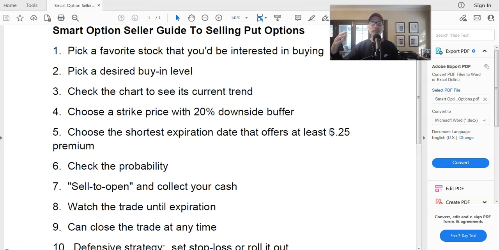So if your goal is to never buy the stock, make sure you choose a strike price with a lot of buffer. If your goal is to buy the stock, then you choose a strike price which is closer to the current price of the stock. It's totally up to you. Check the probability. All these things are at your disposal. All right, so that's our way, a Smart Option Seller's Guide to selling put options.